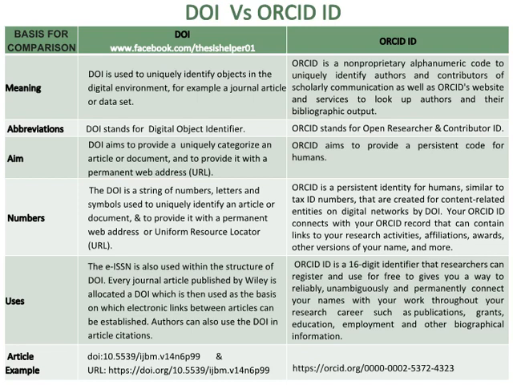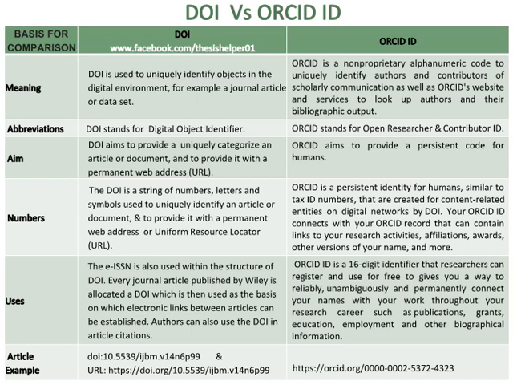Whereas ORCID ID is a 16-digit identifier that researchers can register and use for free. It gives you a way to reliably, unambiguously and permanently connect your names with your work throughout your research career, such as publications, grants, education, employment and other biographical information.